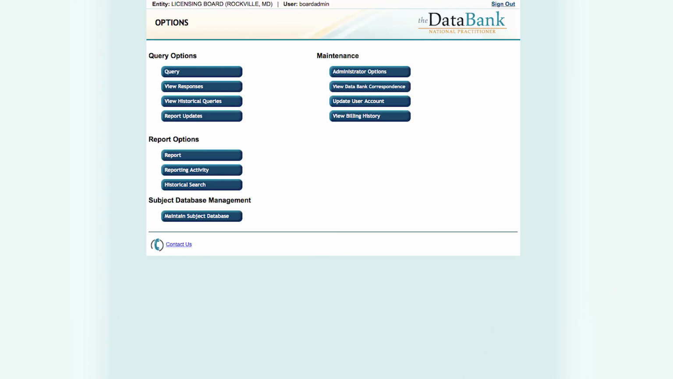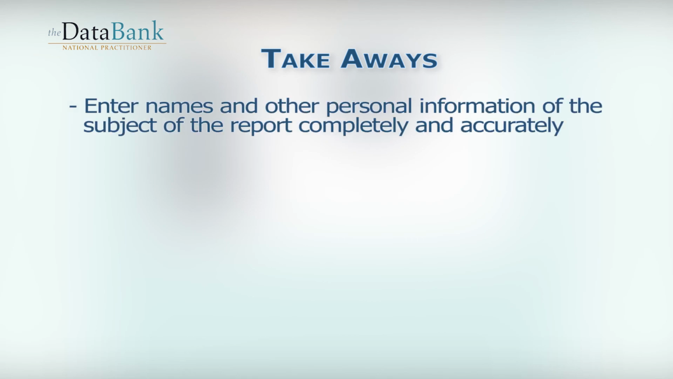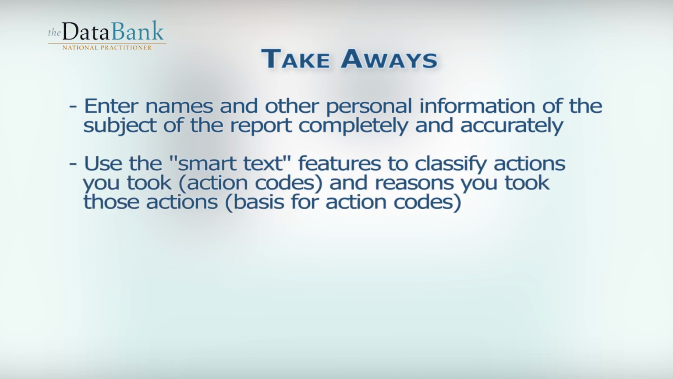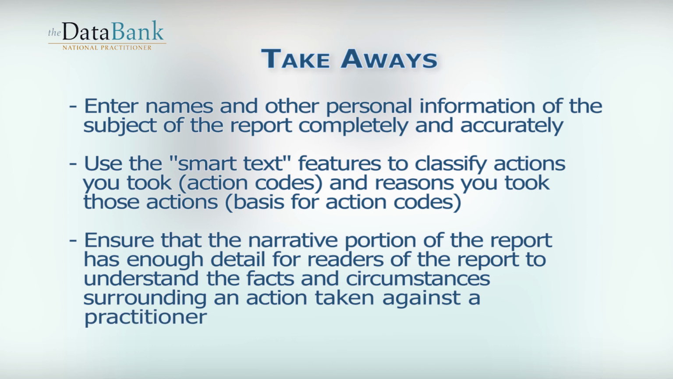Please remember the following takeaways from this video. Enter names and other personal information of the subject and of the report completely and accurately. Use Smart Text features to classify actions you took, action codes, and reasons you took those actions, basis of action codes. Ensure the narrative portion of the report has enough details for readers to understand the facts and circumstances surrounding an action taken against a practitioner.